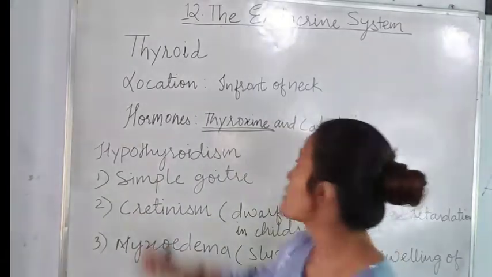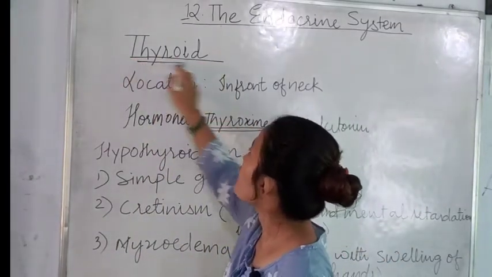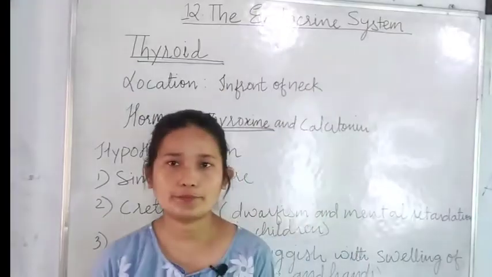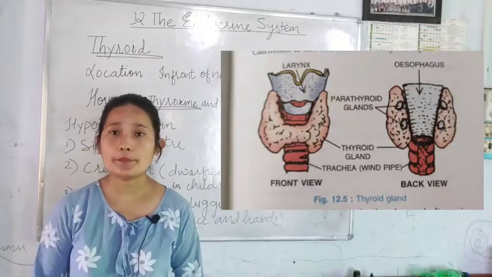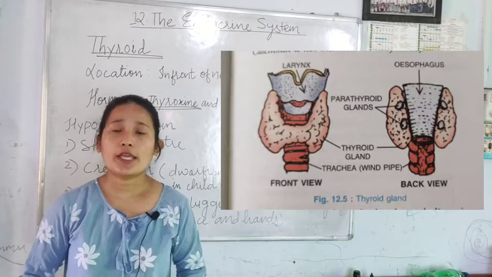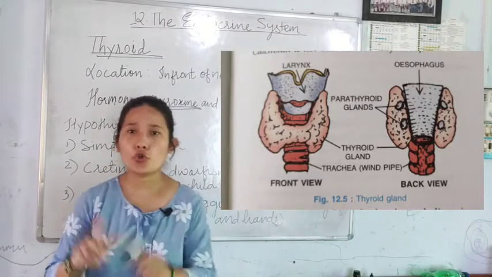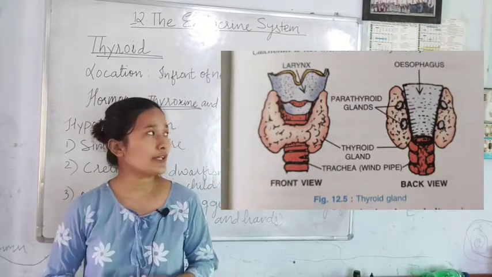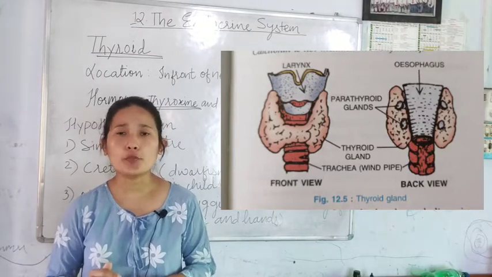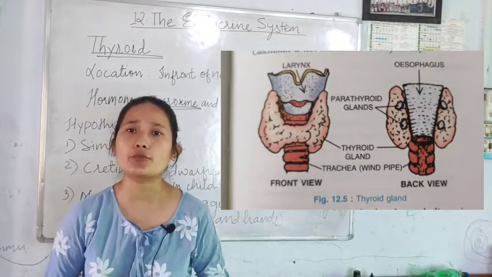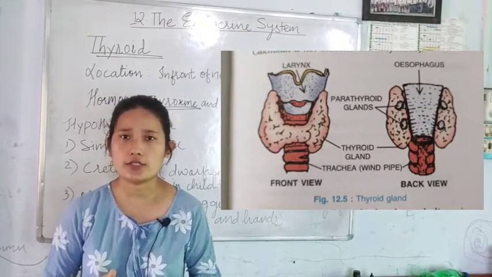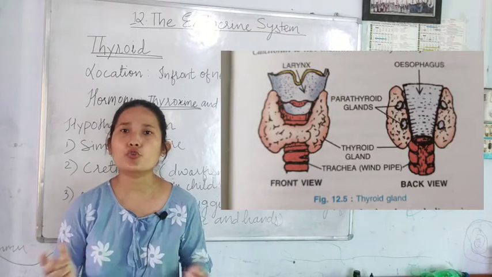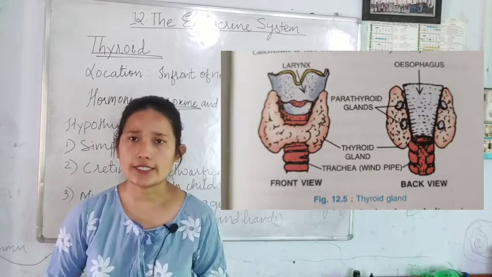Okay, first let us discuss the structure of the thyroid gland. Now you can see the picture given alongside. Your thyroid gland is a bilobed structure. 2 lobes are present, and if you look at the picture properly, your 2 lobes are connected with the help of an interconnection that's called isthmus. Okay, with the help of isthmus, 2 lobes are interconnected.